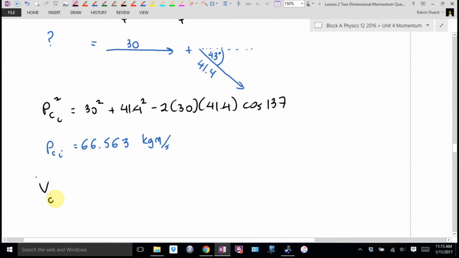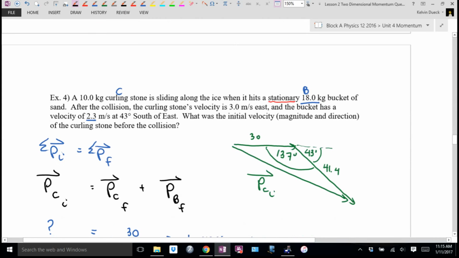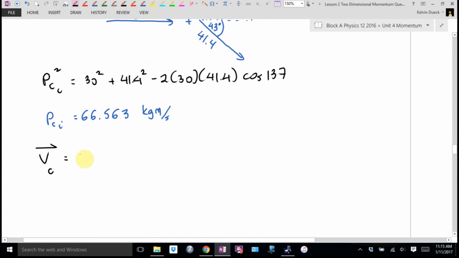So the velocity of C is going to be this divided by the mass. Was the mass 10? It was. Oh, I can do that in my head. So it's going to be 6.66 meters per second if I go to 3 sig figs now. That's a speed.